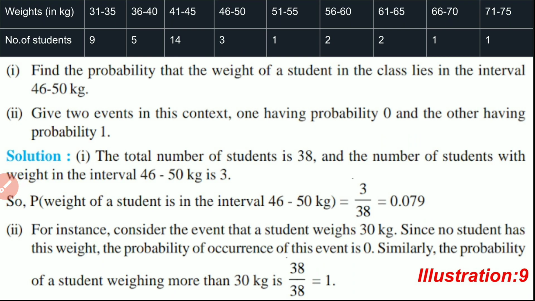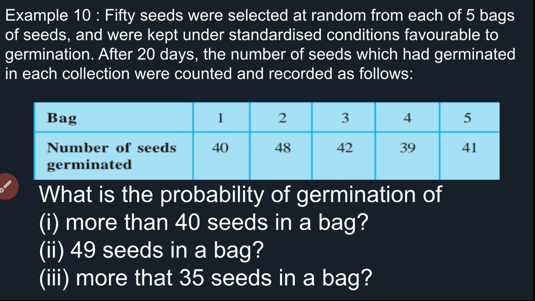Let's see another example. This is the last example of the textbook. Then from the next session onwards, children, we will move on to the exercise sums. Now we go with example 10. It is related to tabulation. Here the content is given like this: 50 seeds.